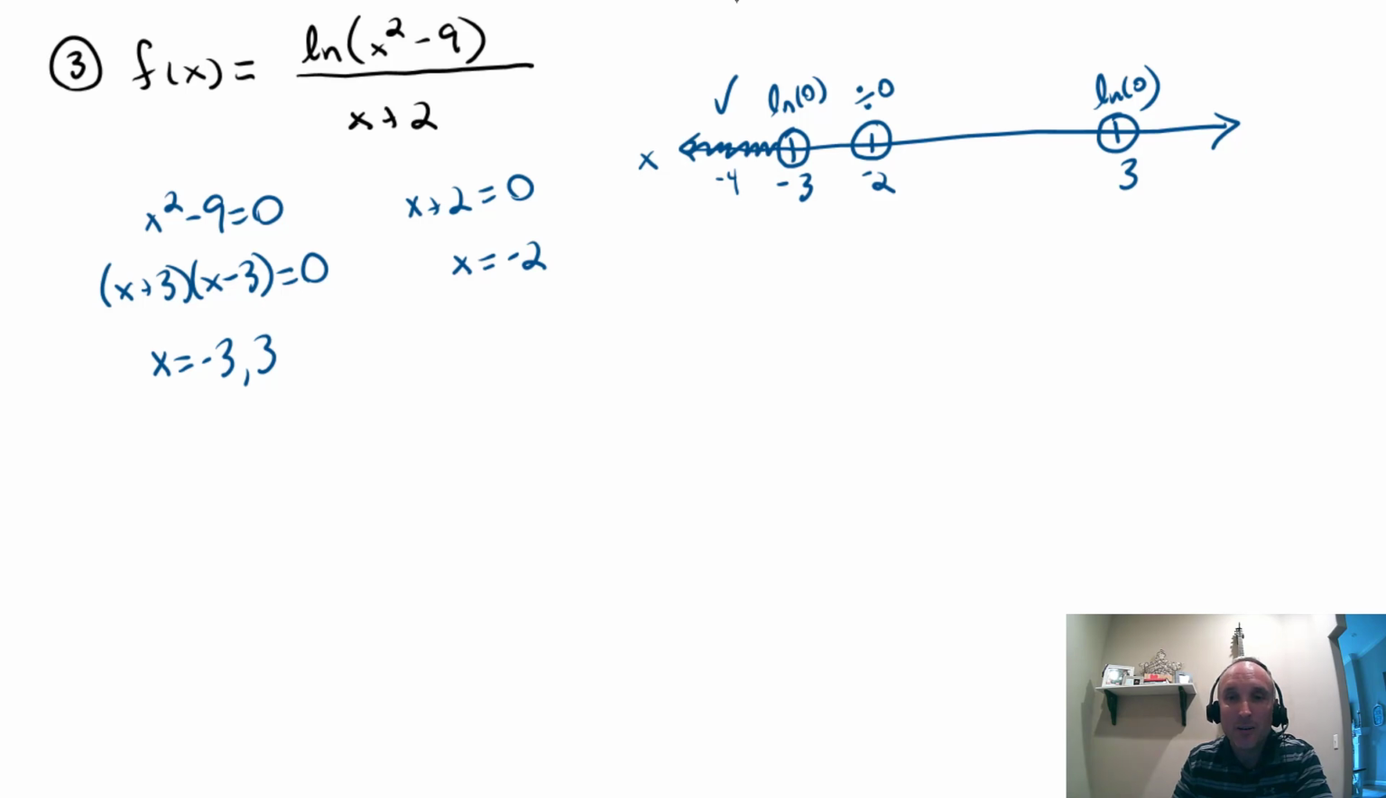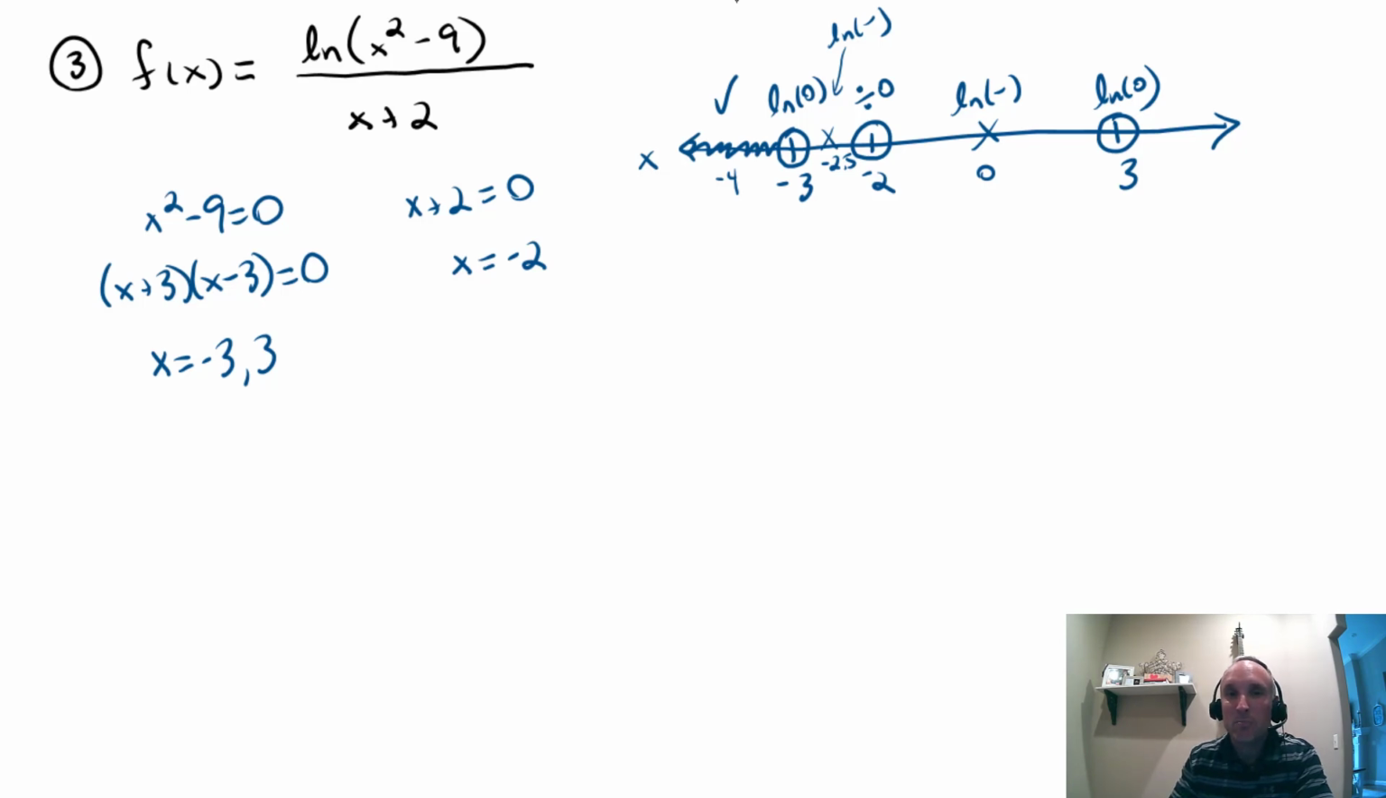If I plug in a number between negative 3 and negative 2, like negative 2.5, negative 2.5 squared, I think, is 6 point something minus 9. That's negative. And I'm kind of out of space here. You get a natural log of a negative there, which is bad. We don't want to include those numbers. Pick a number between negative 2 and 3, like 0 for x. 0 squared minus 9 is negative. So I get a natural log of a negative there. That's bad. I'll exclude all those numbers.